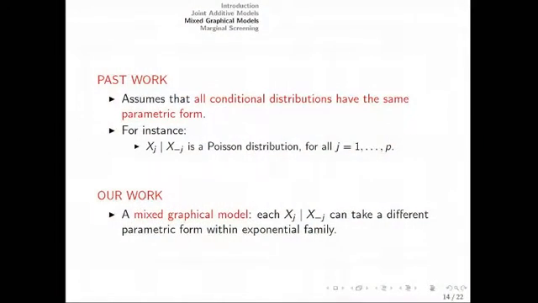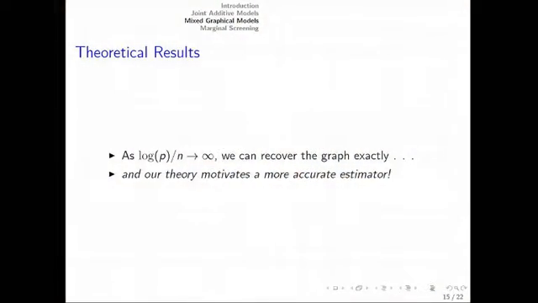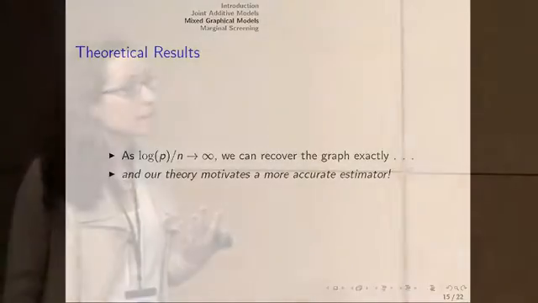And so basically in our approach, we're proposing a mixed graphical model where each conditional distribution can take a different parametric form within the exponential family. And so we get nice theoretical results, but what I really like about this work is this is actually a case where we get theoretical results not just so that we can put it in a paper, but actually our theoretical results motivate a more accurate estimator. And so for those of you who are familiar with these model selection consistency results in statistics, like every paper is kind of required to have one in order to get published in a good journal, and they're not super surprising, and they don't usually give you that much scientific insight.